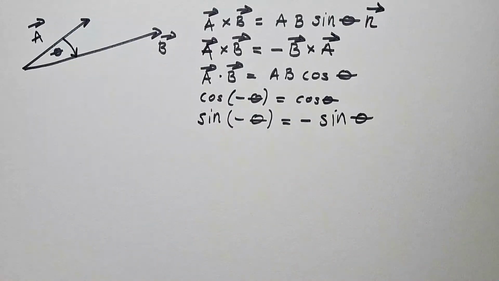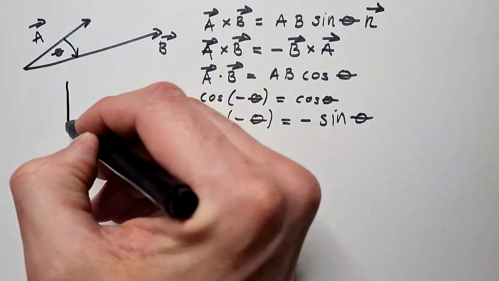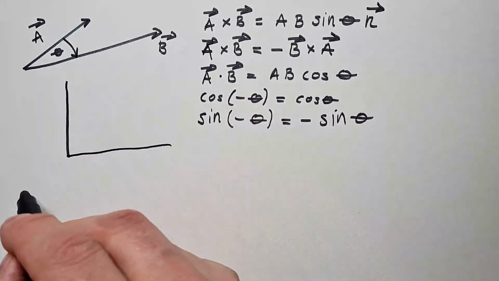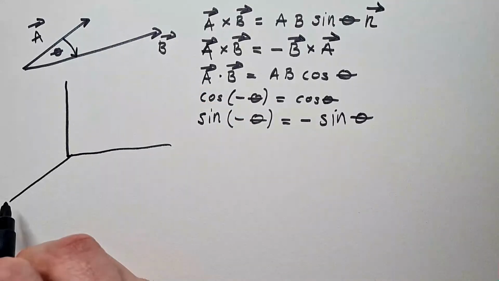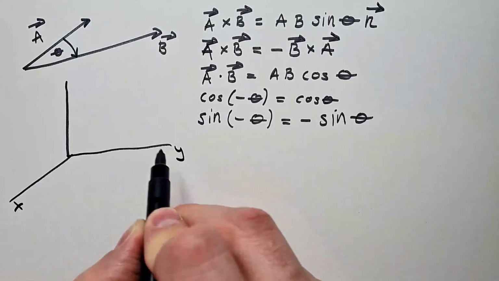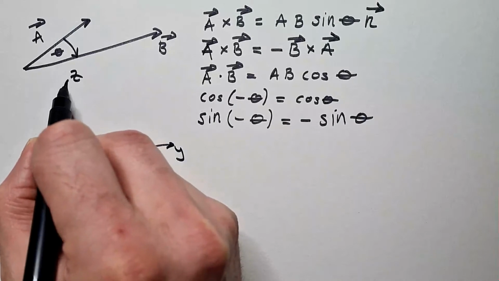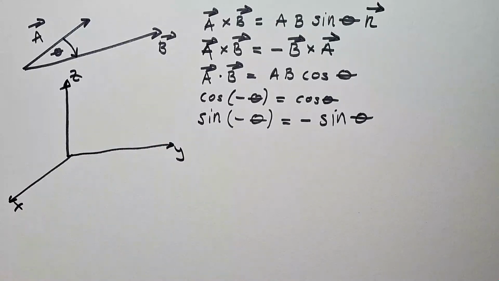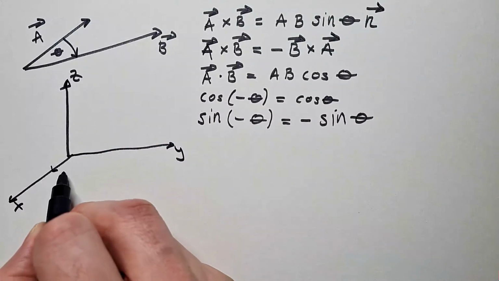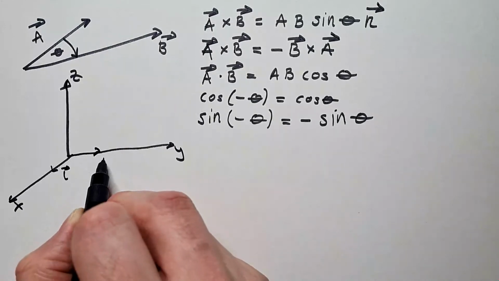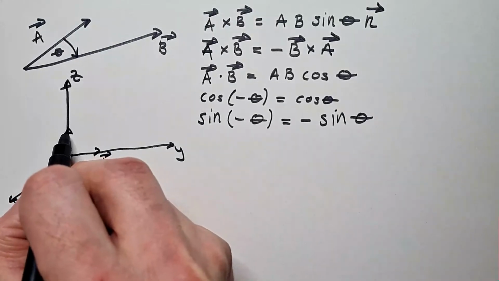Similar to what I did in the case of dot product, I would like to relate this to right-handed Cartesian coordinate system, where this is x, y, and z. Positive like so. And we have three unit vectors, i, j, k.